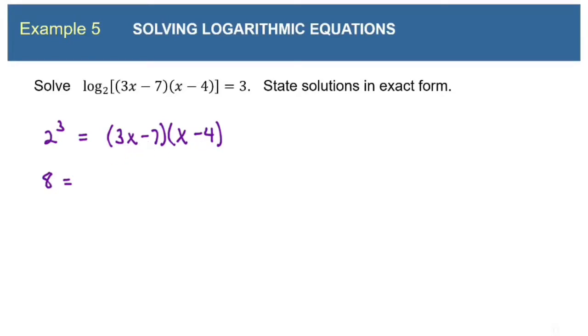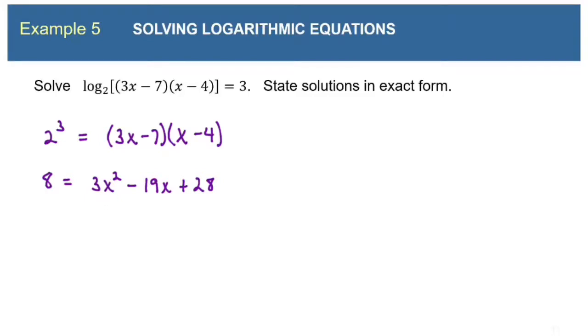So first times first would be 3x times x, that's 3x squared. Outer times outer is negative 12x, inner times inner is negative 7x. Negative 12x minus 7x is negative 19x. And then last times last would be positive 28. So this is a quadratic equation.